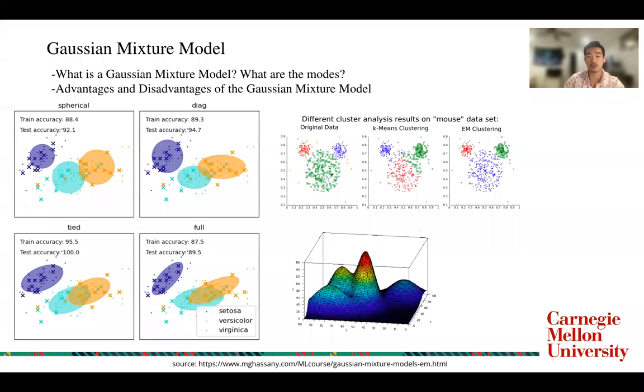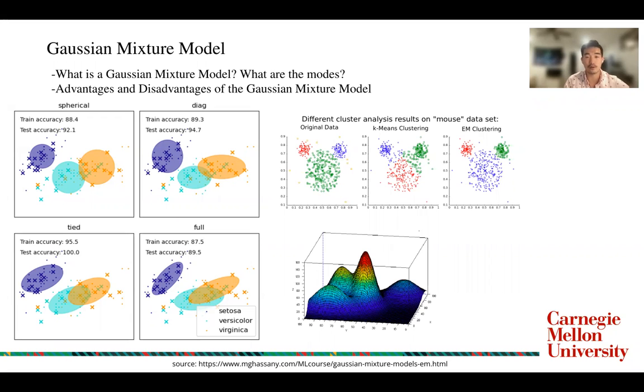So let me give you a brief introduction. What is a Gaussian mixture model? A Gaussian mixture model is basically a type of unsupervised learning model within machine learning algorithms. There are several modes we can use to implement different types of GMM: spherical, diagonal, tied, or full. In this project, we'll focus on the most commonly seen GMM model, which is spherical.